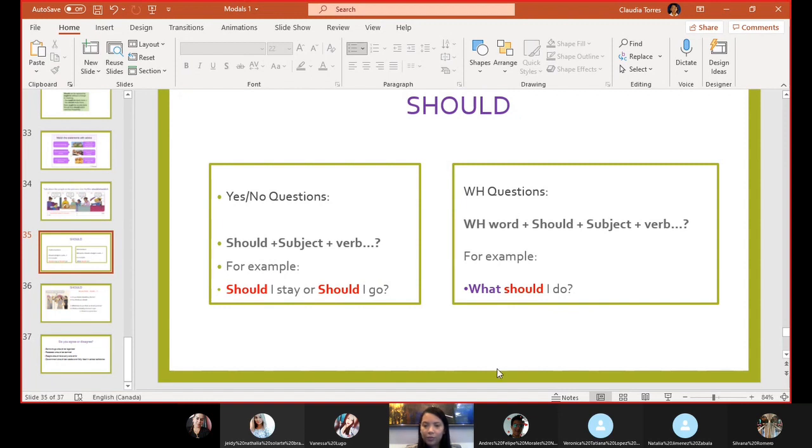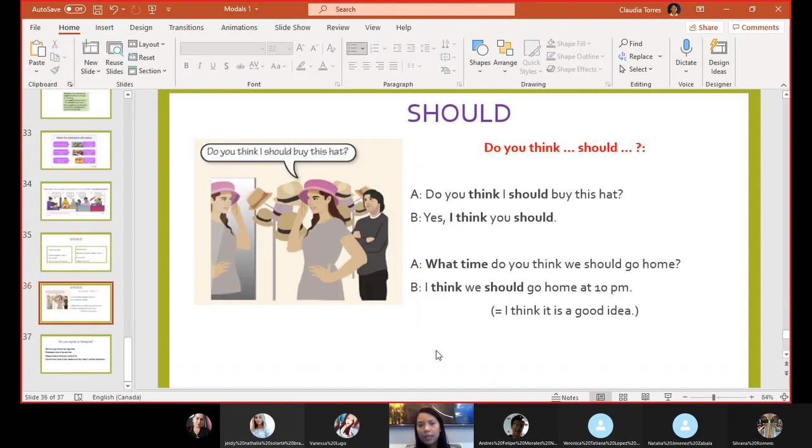Okay, so this is for questions, right? Very simple, very similar to the other modal verbs. Now here, this is a different kind of question you can ask with should.